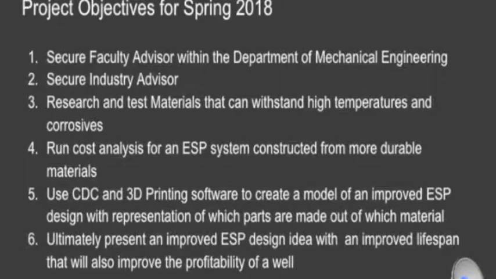Listed below are our project objectives for spring 2018. We plan to secure a faculty advisor within the Department of Mechanical Engineering and also secure an industry advisor. We plan to research and test materials that can withstand high temperatures and corrosives. We plan to run cost analysis for an ESP system constructed from more durable materials. We want to use CNC and 3D printing software to create a model of an improved ESP design with representation of which parts are made out of which material. And ultimately, we plan to present an improved ESP design idea with improved lifespan that will also improve the profitability of a well.